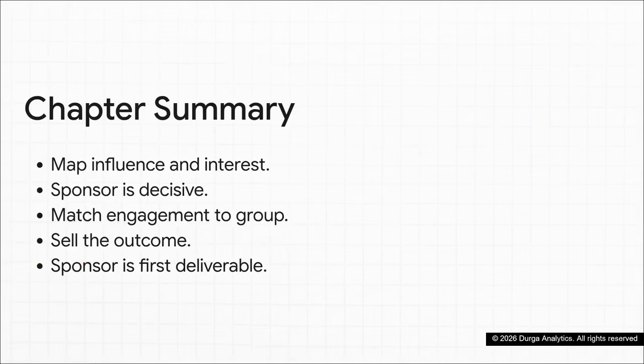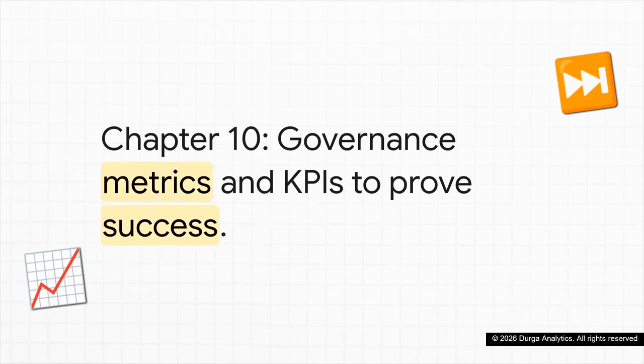To quickly recap what we've covered today, always map your stakeholders based on influence and interest. Recognize that your executive sponsor is your first true deliverable because they provide the authority you desperately need. Match your engagement to each specific group, and when you face resistance, don't argue about governance, sell the outcomes they actually care about.